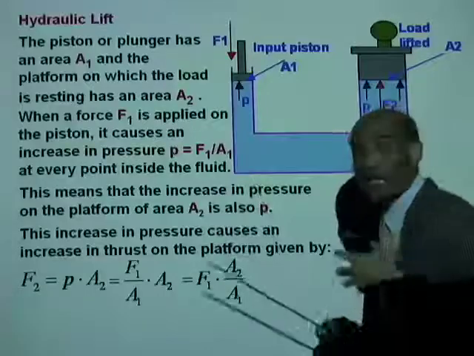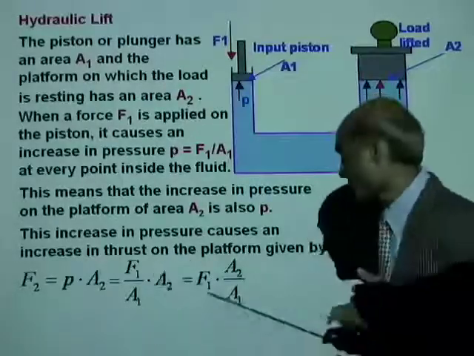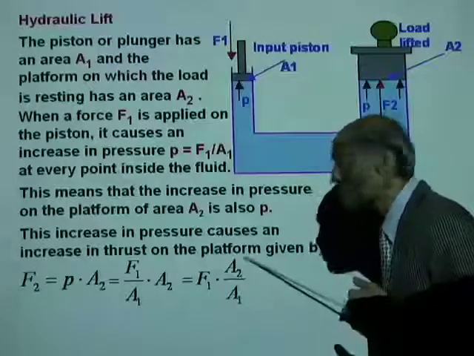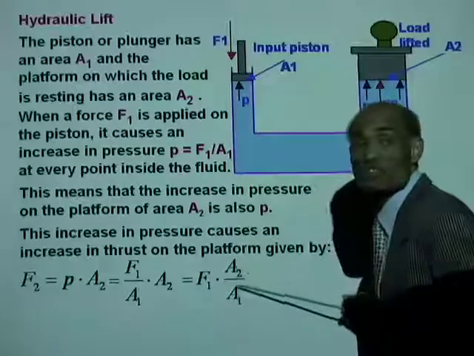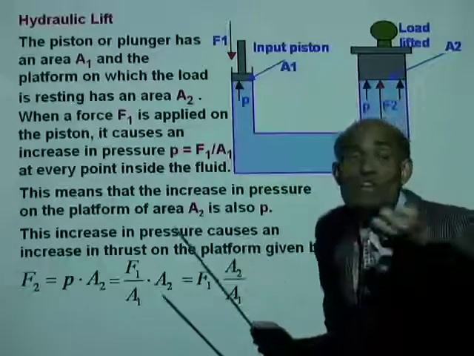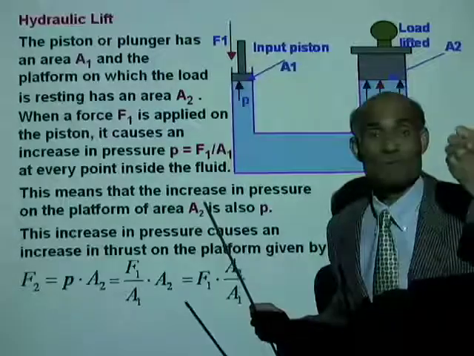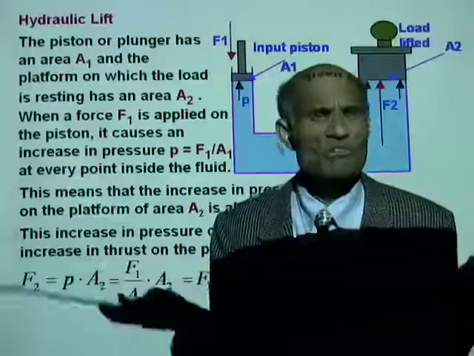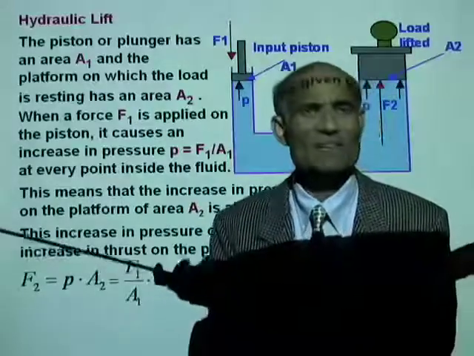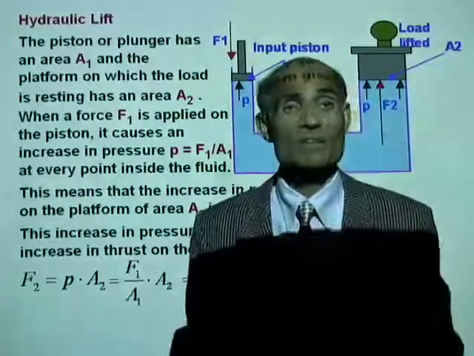So the amount by which the force gets multiplied is determined by the ratio of the areas. By increasing this ratio, we can increase the amount of force that can be lifted. Well, what does it mean? Does it mean that we can manufacture force just like that? Can we just get force free?